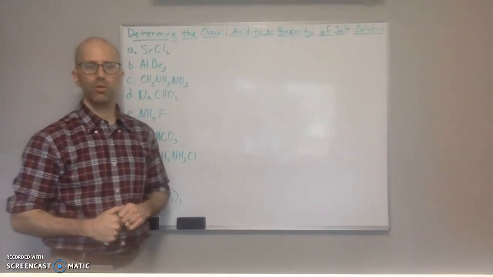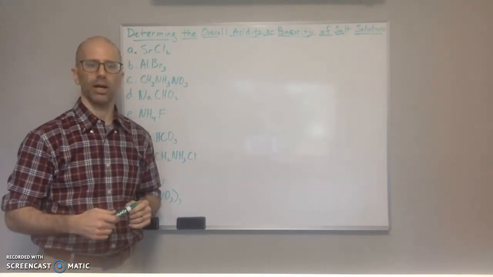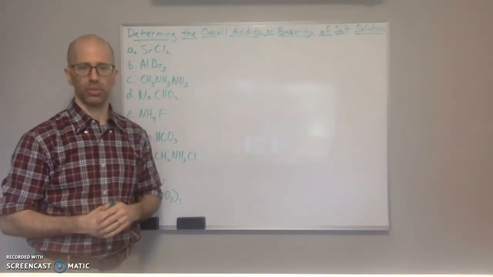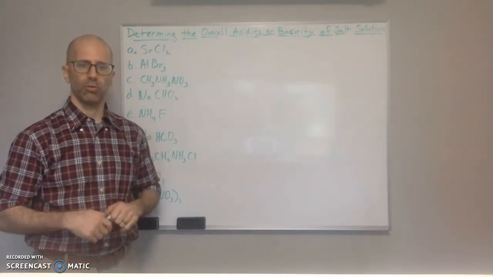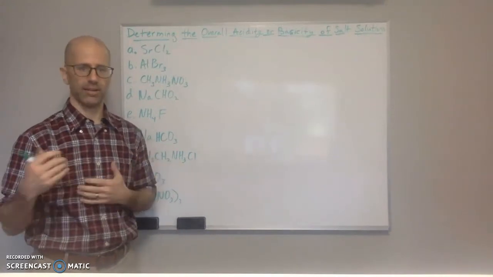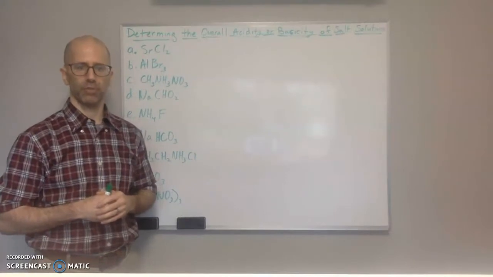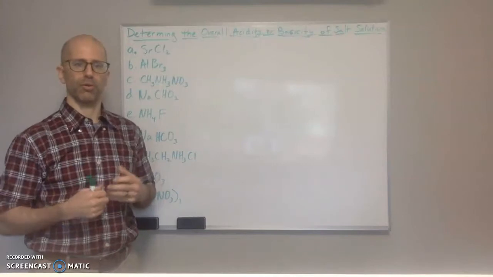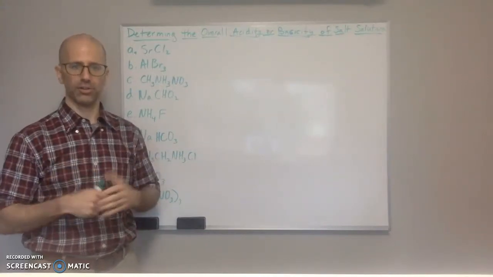My name is Mr. Cobalt, and in this video I will be going over how to determine whether a salt solution is going to be acidic or basic or pH neutral. So we've been talking in previous videos about individual ions, cations, anions, whether or not we can determine if it'll be basic or acidic or pH neutral. But what if you have a salt solution with both a cation and an anion? How do you determine that?